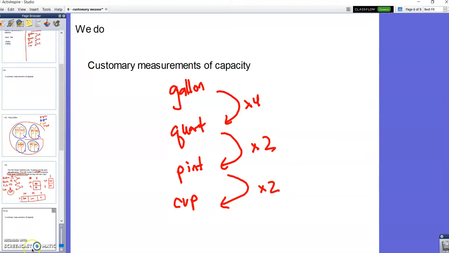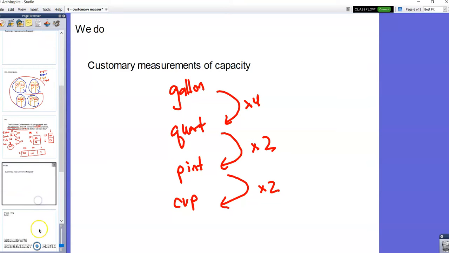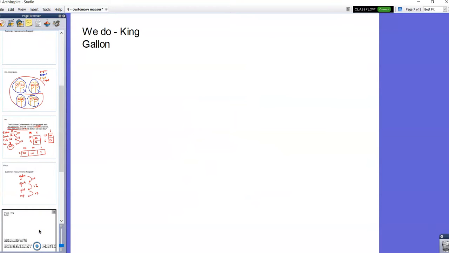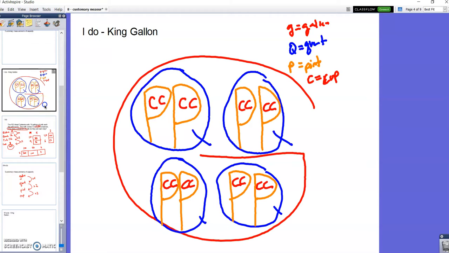And to help you remember those, I want you to have the king gallon diagram as well. So I'm going to put that up so that you remember. Go ahead and pause now and copy this down as well. This is really helpful, I find, in remembering how these work. Tell yourself the story. King Gallon appointed 4 queens. Each queen had 2 prince and princesses, and each prince and princess had 2 cats.